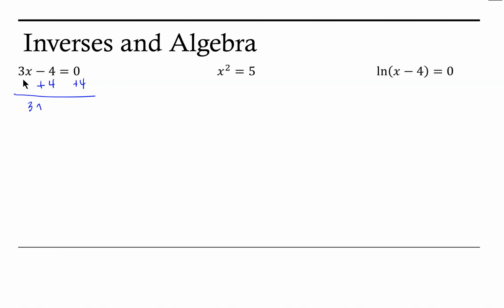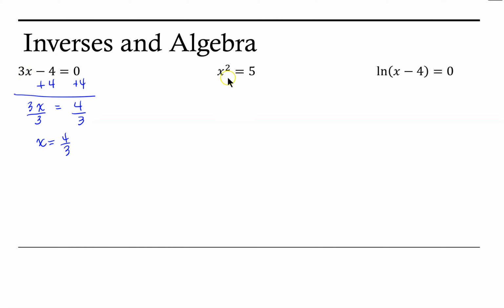We would end up with 3x equals positive 4. We still haven't solved for x, so we would use the inverse operation for multiplication, or division, to finish our process of solving for x. So we'd have x equals 4/3. So in solving this equation, we use the inverse operations for subtraction specifically and for multiplication.